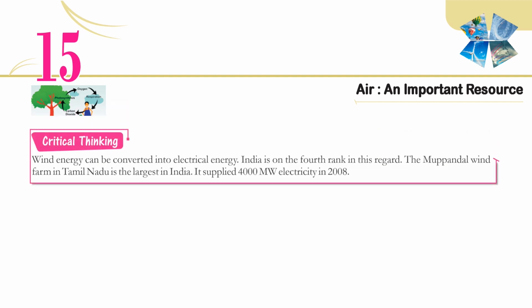Critical thinking. Wind energy can be converted into electrical energy. India is on the 4th rank in this regard. The Muppandal wind farm in Tamil Nadu is the largest in India. It supplied 4,000 megawatts electricity in 2008.